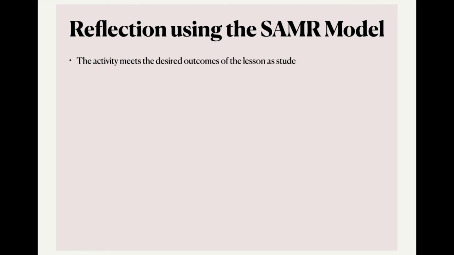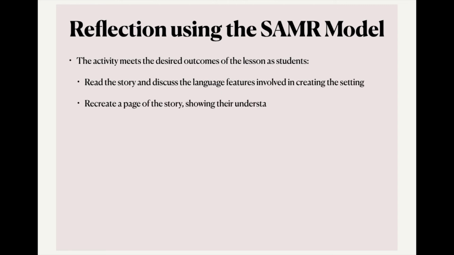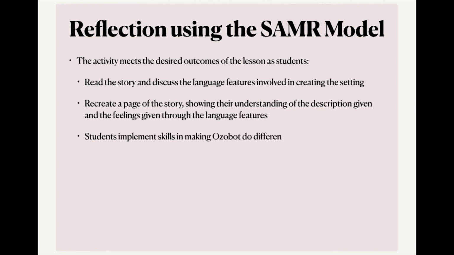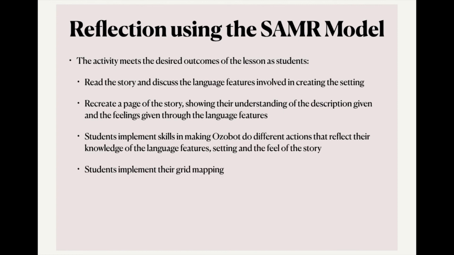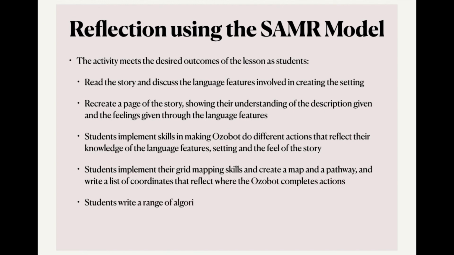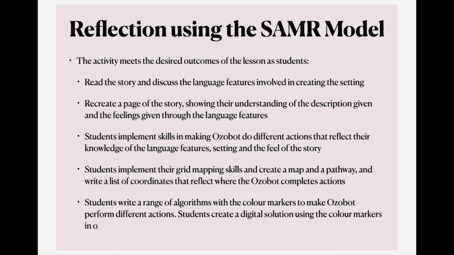The activity meets the desired outcomes of the lesson as students read the story and discuss the language features involved in creating the setting. They recreate a page of the story showing their understanding of the description given and the feelings given through the language features. Students implement skills making the Ozobot do different actions that reflect their knowledge of the language features, settings and the feel of the story. Students implement their grid mapping skills and create a map and a pathway, write a list of coordinates that reflect where the Ozobot completes actions. Students write a range of algorithms using the colour code markers to make Ozobot perform different actions. Students create a digital solution using the colour code markers in order for Ozobot to move from one page to the next and back again.